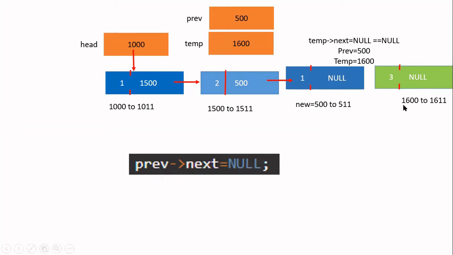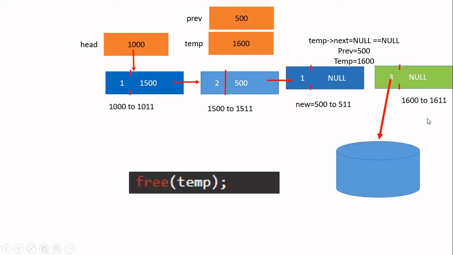I want to free the address starting from 1600. 1600 is available in temp. So I should write free of temp. So that is the next step. If I do that, this will be automatically released to the memory. Is this clear? Now why I am keeping track of previous? Somebody asked me doubt. Yes, ma'am. Okay, thank you. Right. So with this, delete end is over.